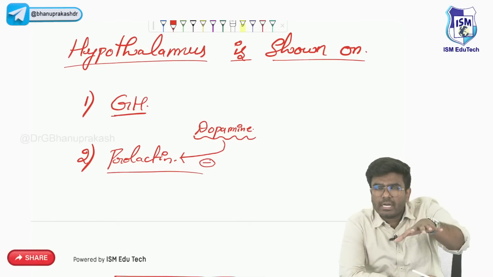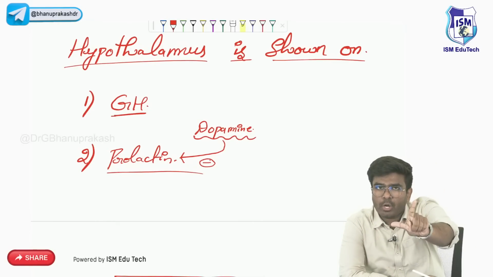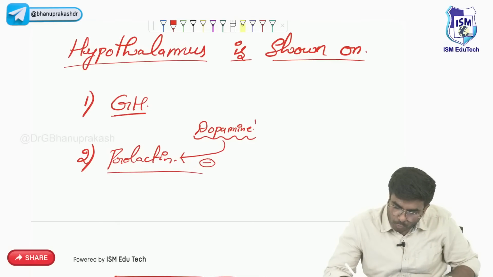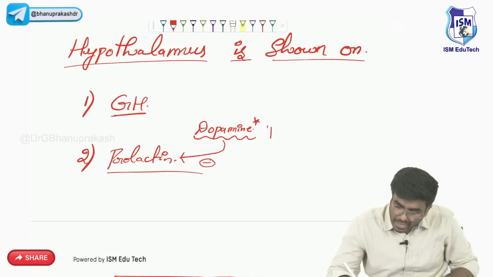So who are under inhibitory control? Again, repeat: growth hormone as well as prolactin. Prolactin is being inhibited by dopamine. So dopamine is called the prolactin inhibitory hormone.